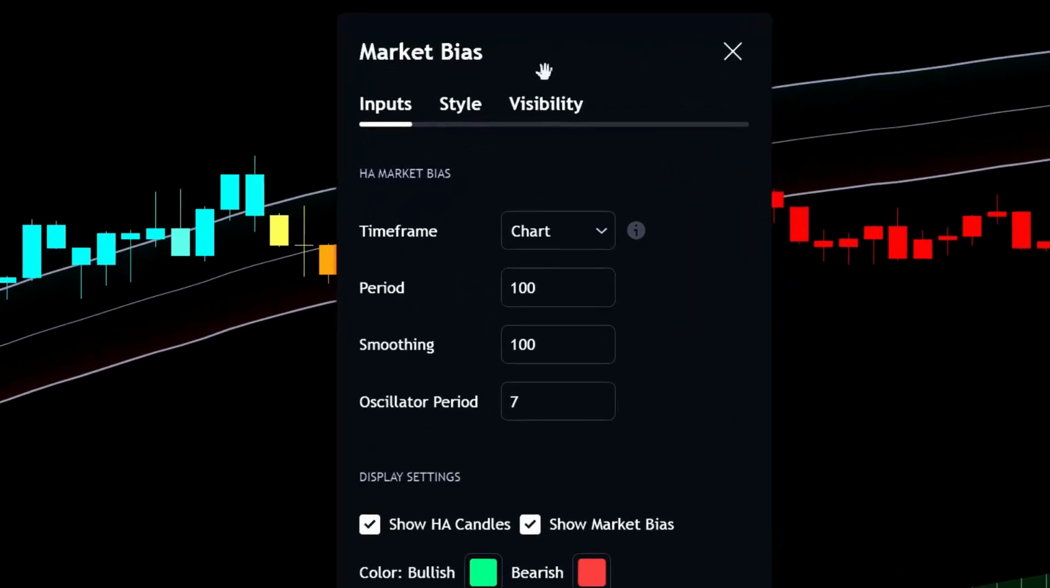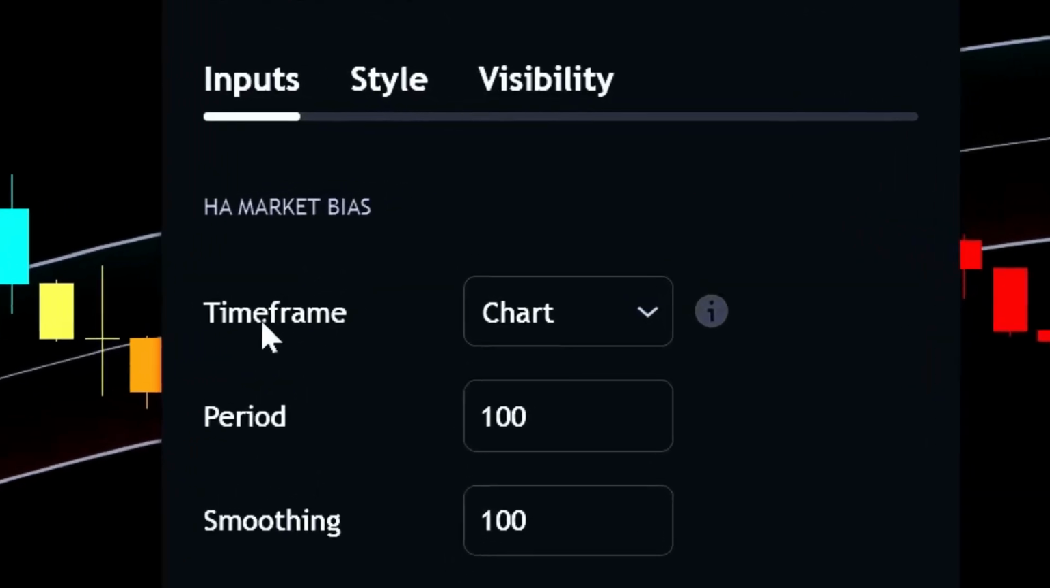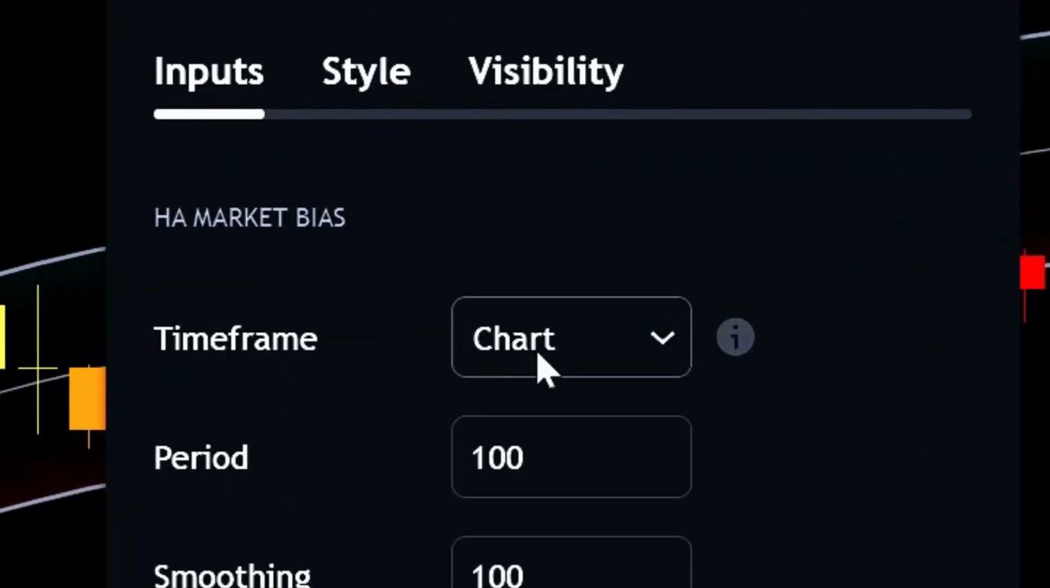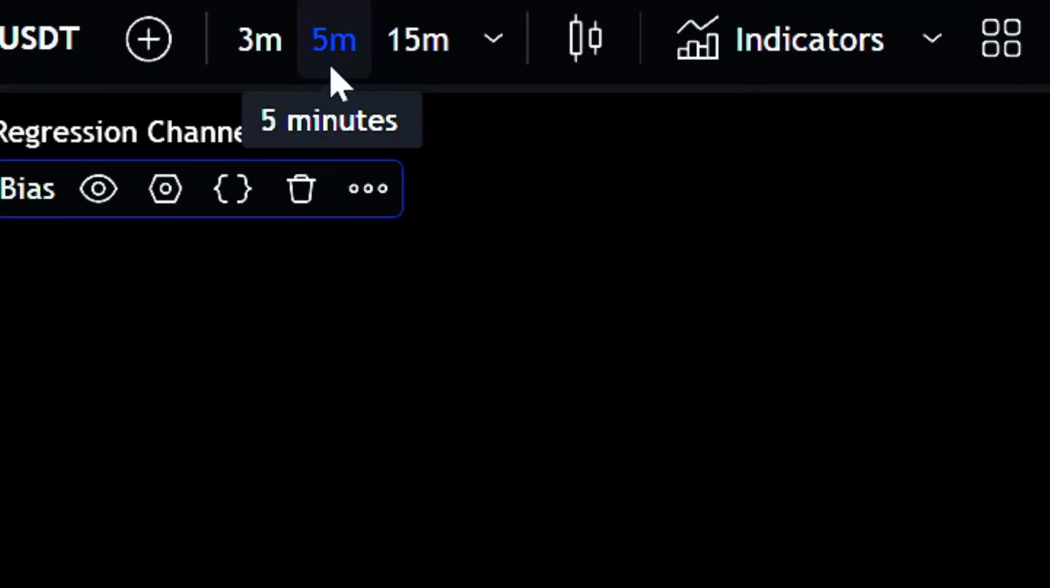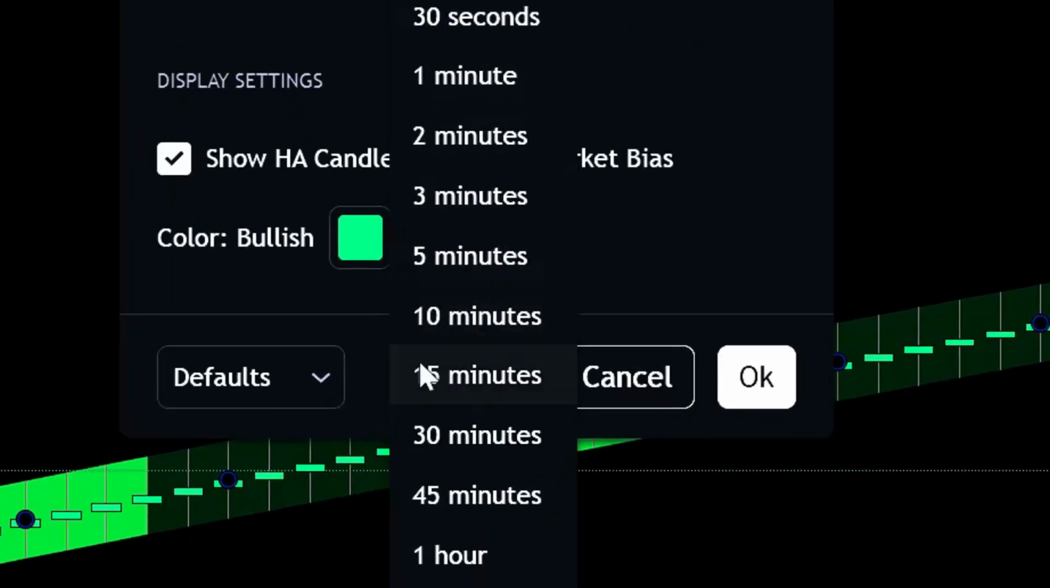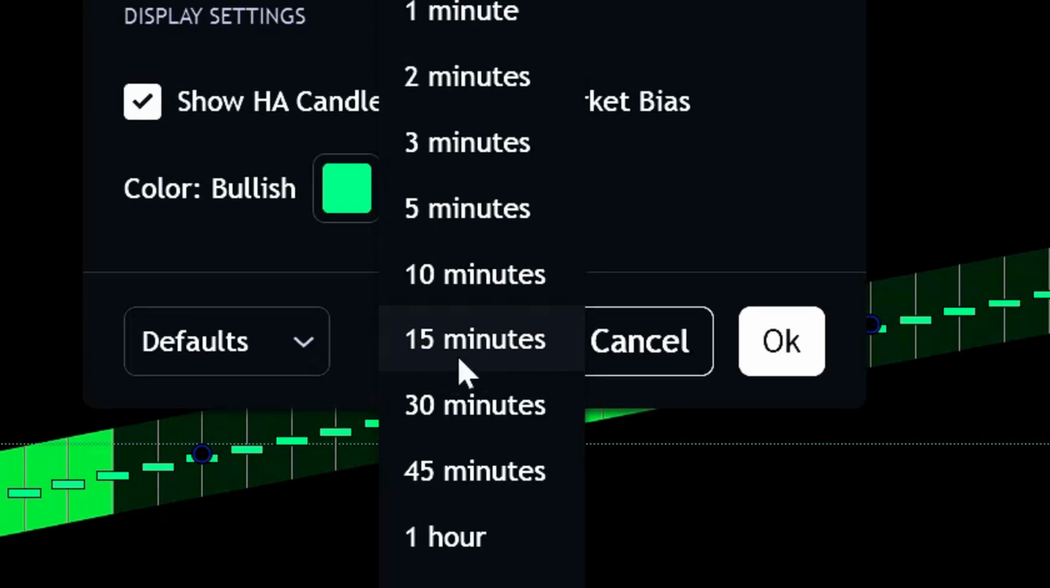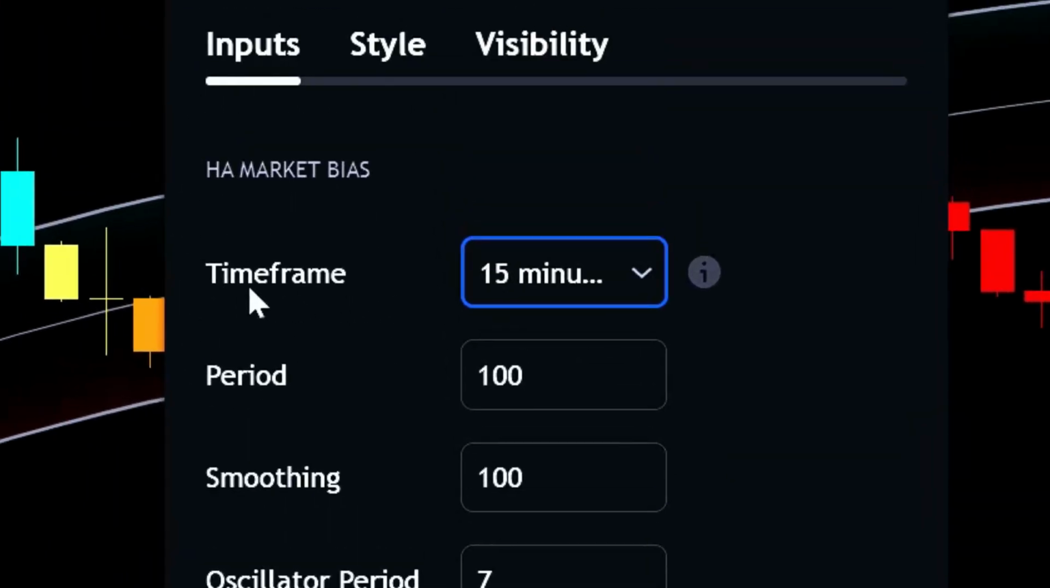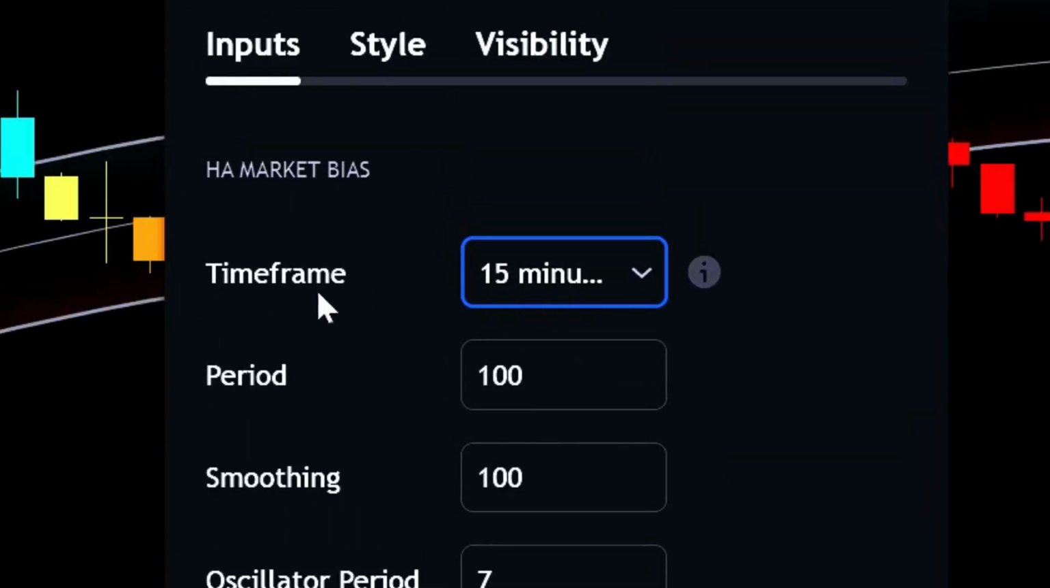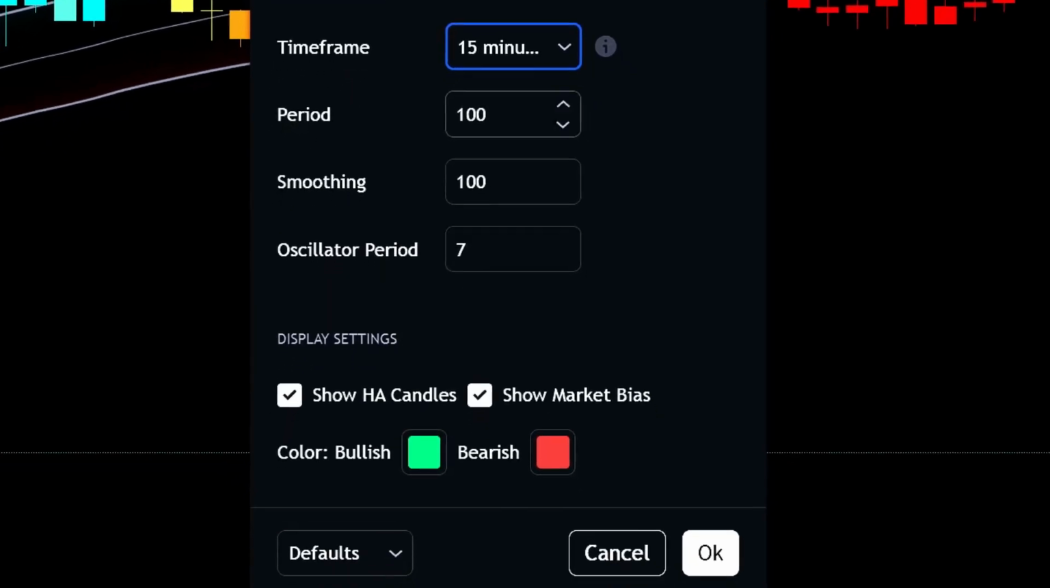Now the first and the most important thing we're going to adjust is the time frame. This is a really cool trick that can give us a broader perspective on the market. Since we're analyzing a 5-minute chart, we want to set the market bias time frame one step higher, to 15 minutes, to give us a slightly wider view of the market's momentum. Next, we're going to change the period to 45. This is just the look back period the indicator uses for its calculation.